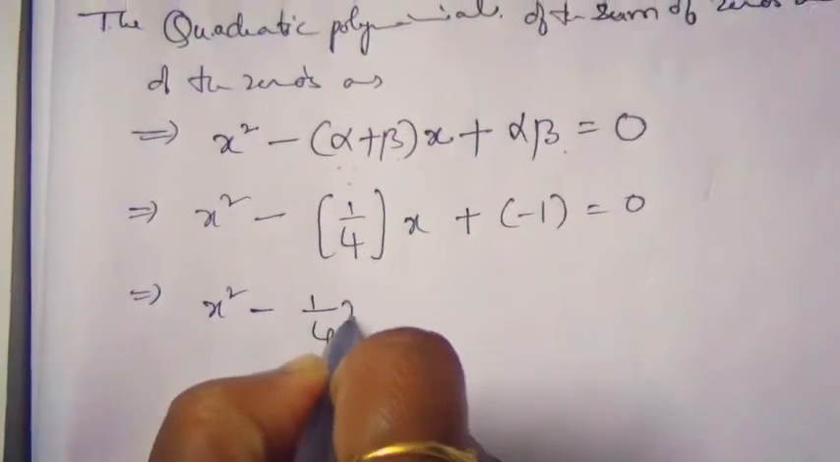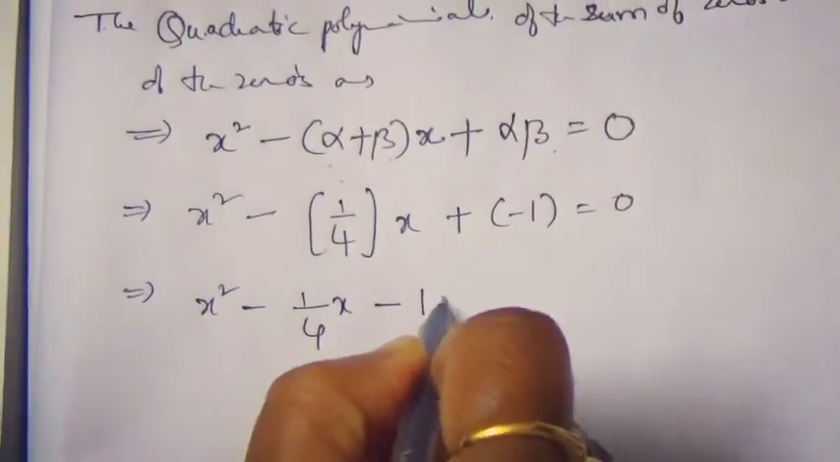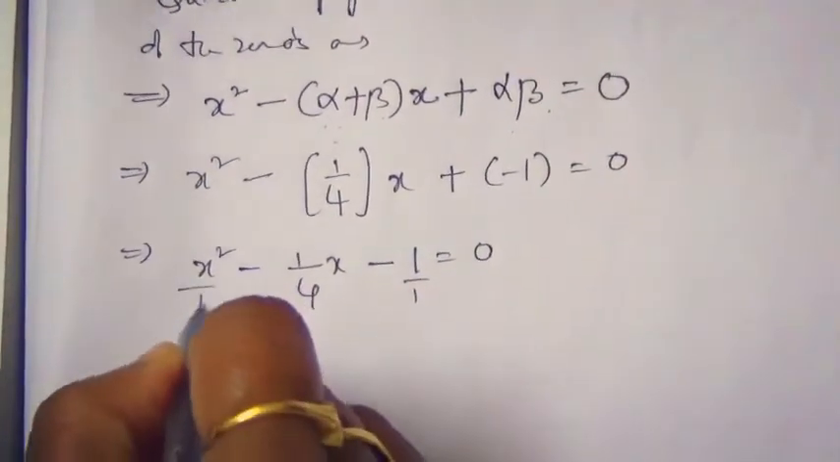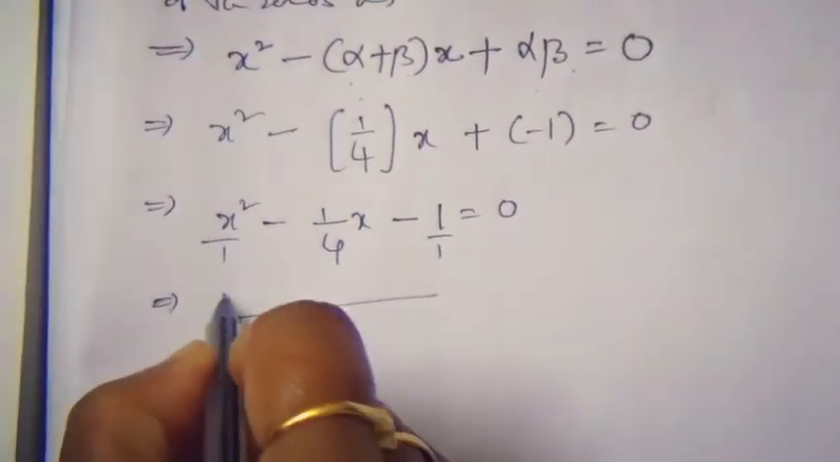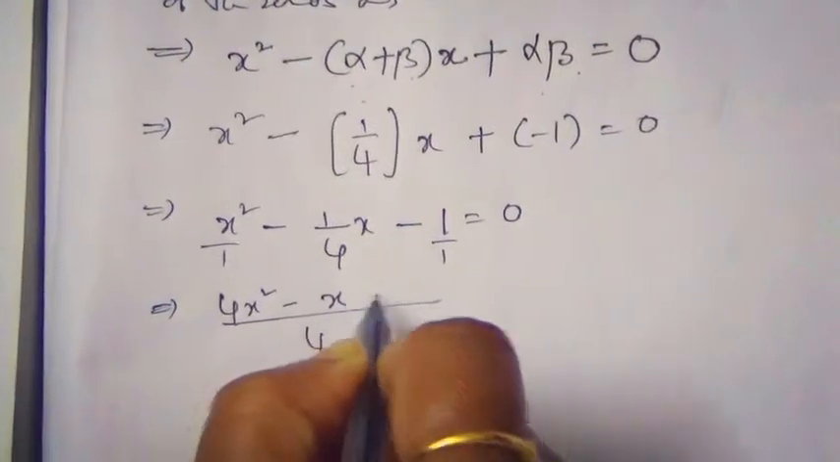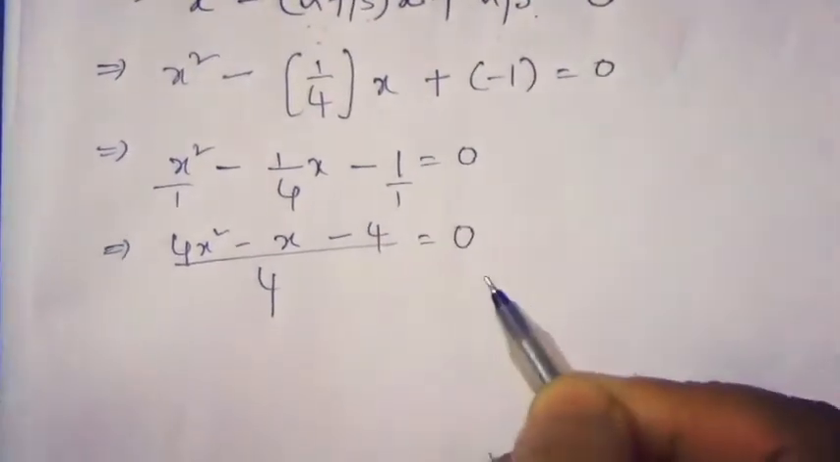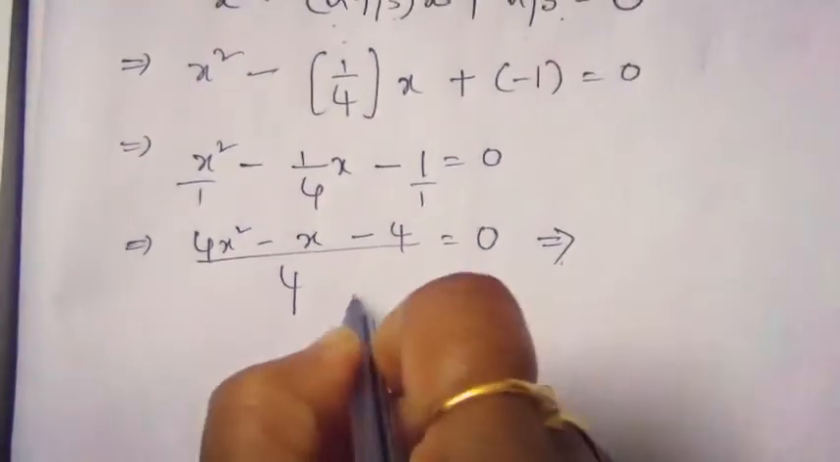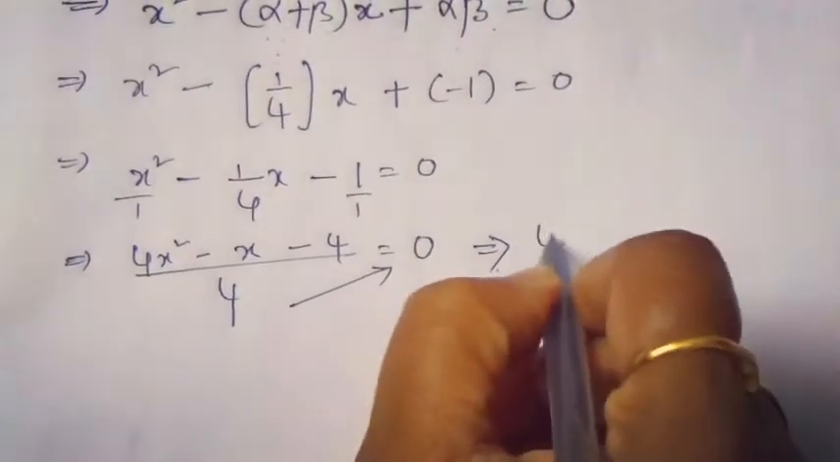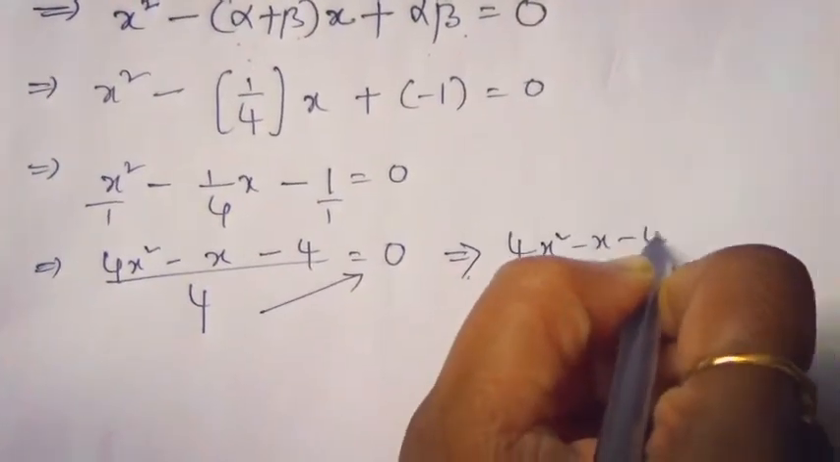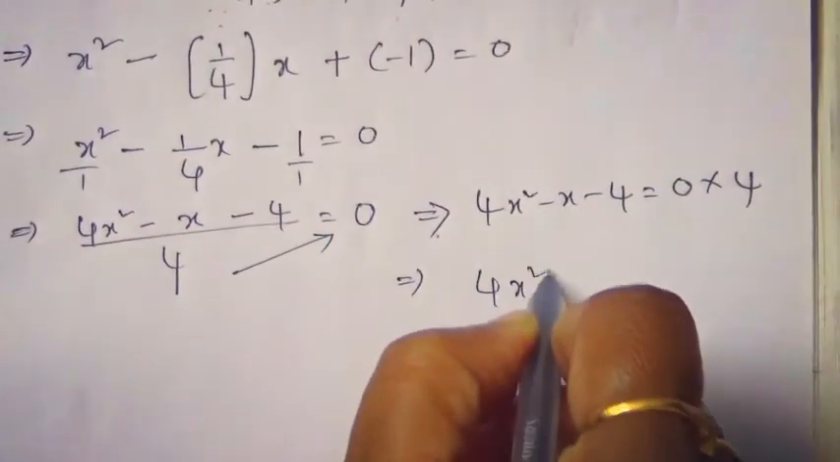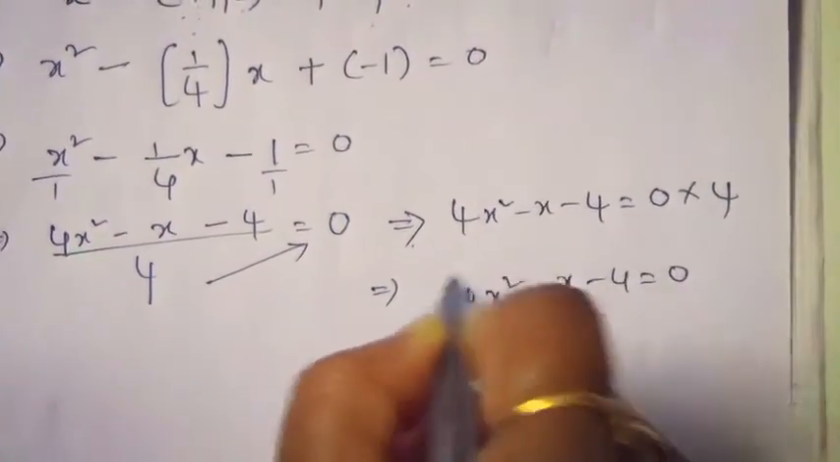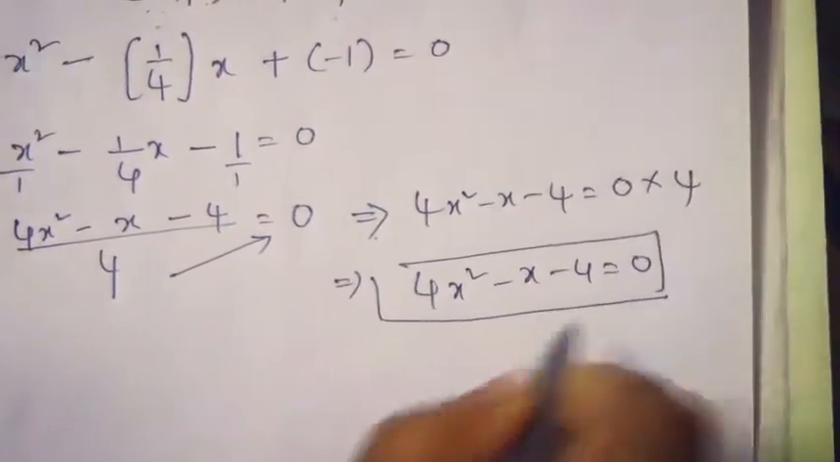Minus 1 by 4 x plus of minus minus is equal to 0. I just take it as 1, right? Do the LCM for this, 4. 4x square minus x minus 4 is equal to 0. That implies 4x square minus x minus 4 is equal to 0 into 4. Then the quadratic equation is 4x square minus x minus 4 is equal to 0. It is the quadratic equation from the first sum and product of the zeros.